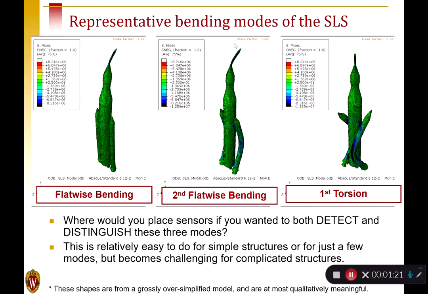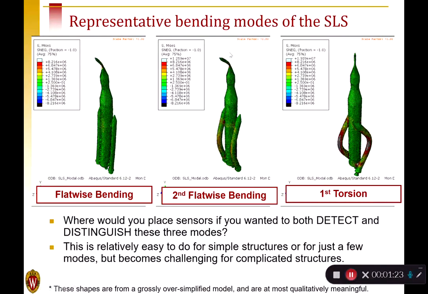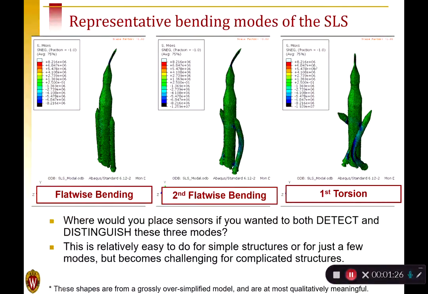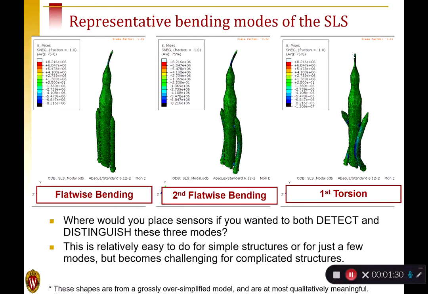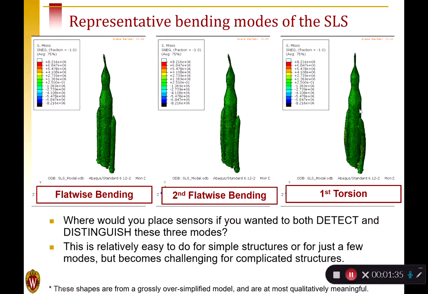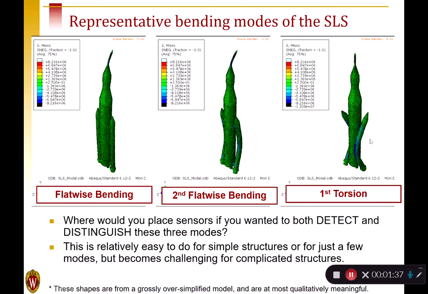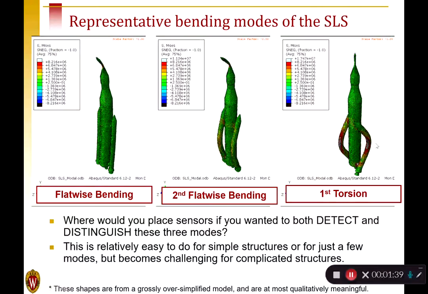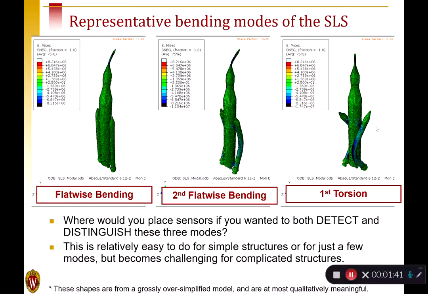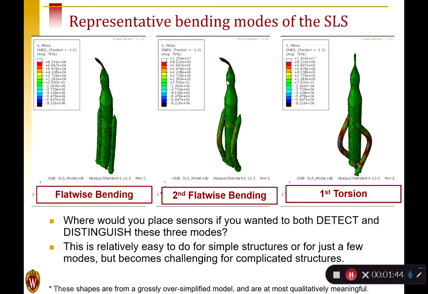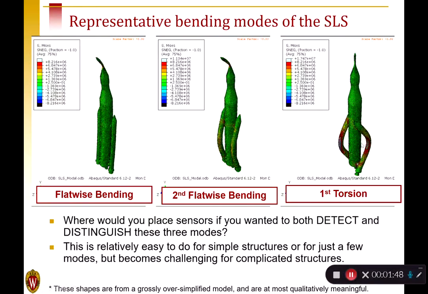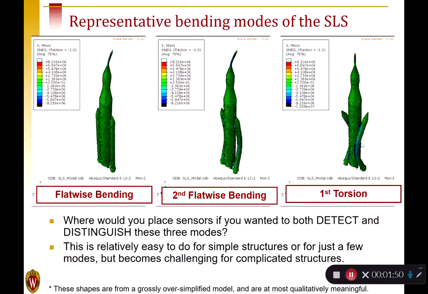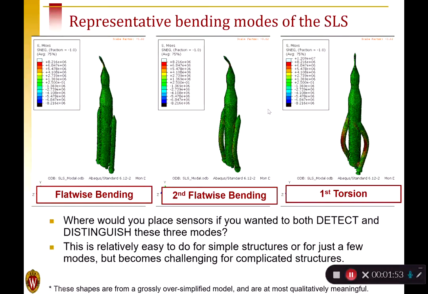Similarly, for this second mode, if we had a sensor on the top, we'd also catch that mode. But notice when we get to this mode, it's spinning about that point. There's not really any lateral motion at the top. So if we wanted to detect this mode, we'd probably need a sensor down here on the booster rockets in this out of plane direction. So with one sensor on the top and one sensor on one of these booster rockets, we could detect all three of these modes. What if we want to distinguish them?